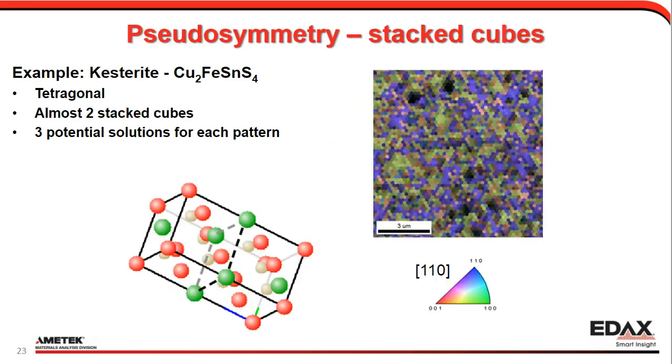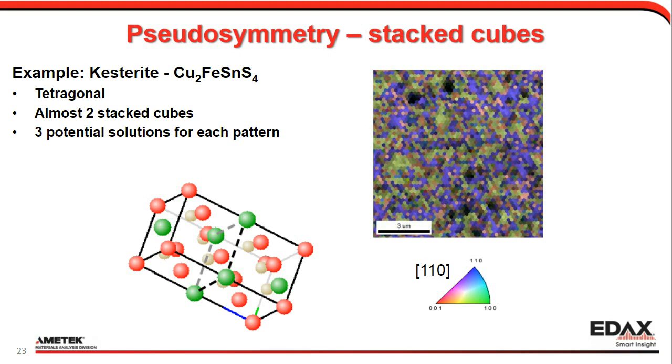But let's go back to this idea of stacked cubes pseudosymmetry. So an example I've worked with is kesterite. It's a tetragonal crystal, and if you look at it, it almost looks like 2 stacked cubes. The difference are the green atoms you see there, which isn't perfectly symmetric. It isn't perfectly 2 individual cubes. And what this results in is 3 potential solutions for each pattern.